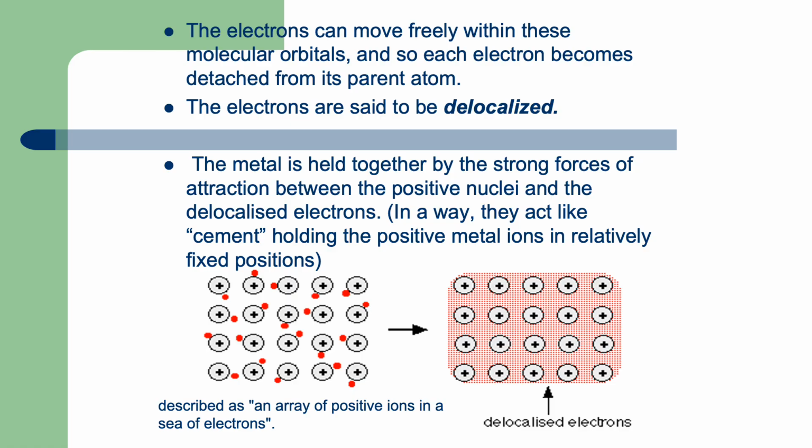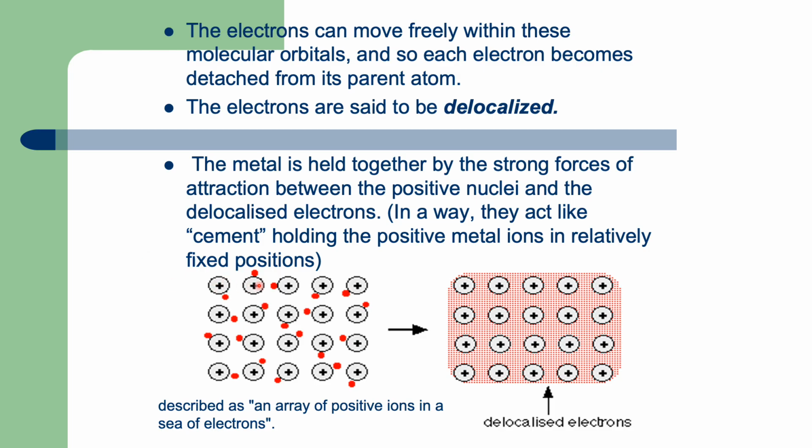Okay, we talked about metallic bonds having a sea of electrons. That comes from the electrons that are delocalized. The metal is held together by strong forces of attraction between the positive nuclei and the delocalized electrons. In a way, they act like cement holding the positive metal ions in relatively fixed positions.